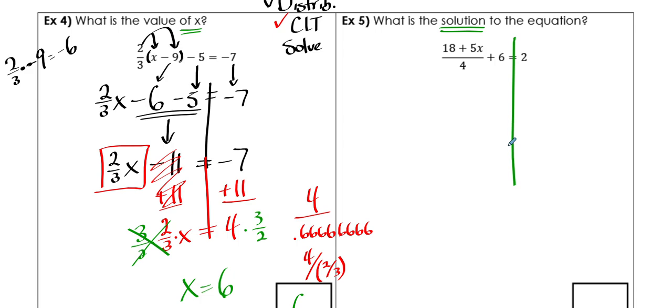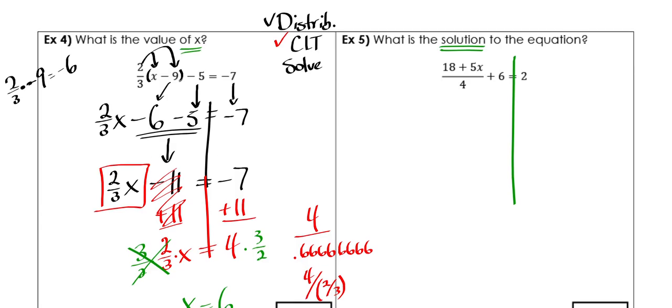All right, number 5 is the only one that's a different process. We don't have distributive property. And while we do have some like terms here, this is being divided by 4. We can't actually just put 18 together with this because 18 is involved in this division. You can't put that together with this 6 until you divide it. But to do that, you'd have to divide 4 into both of these.